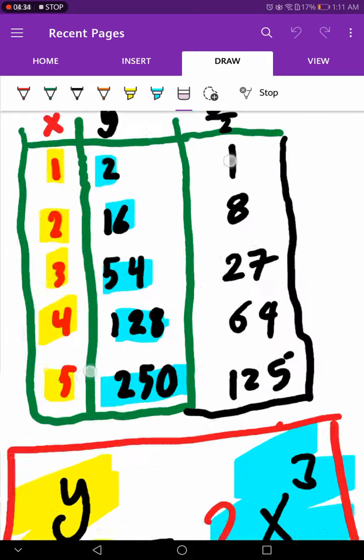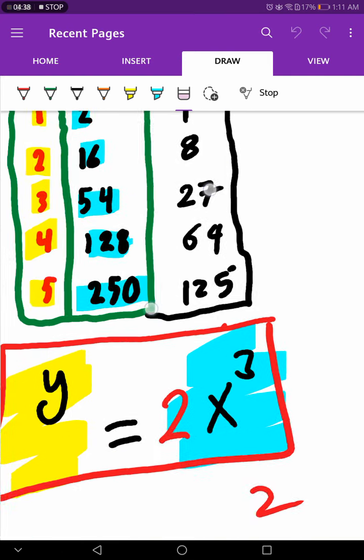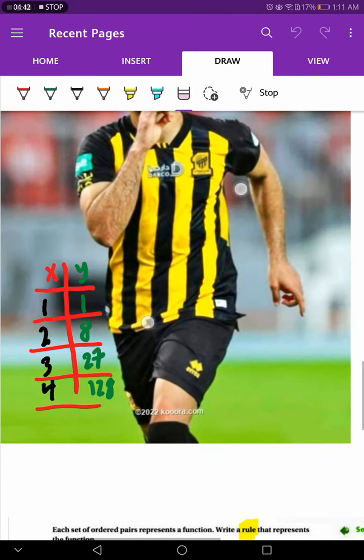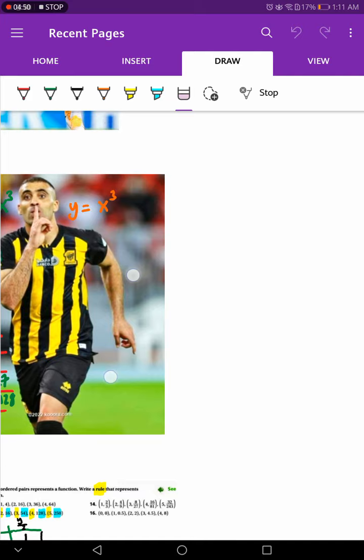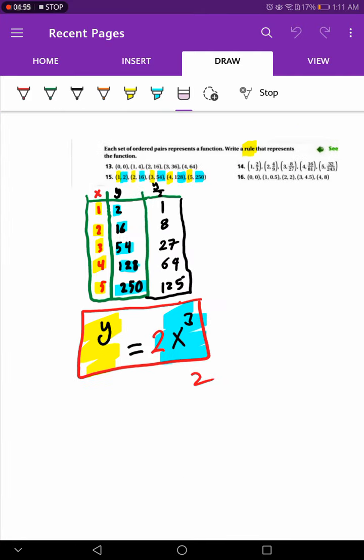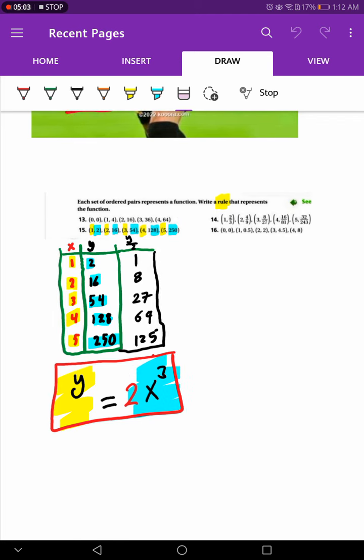So first of all, we divide by 2 and we find y over 2. Then we figure out it is one of the famous functions or rules, which is x cube, and we call it Abdul Razak Hamdallah. And then we create the equation by making the y alone, by multiplying both sides by 2, then y equals 2x cubed.